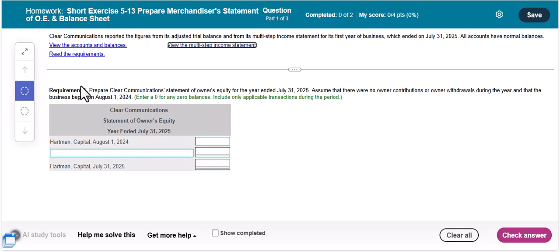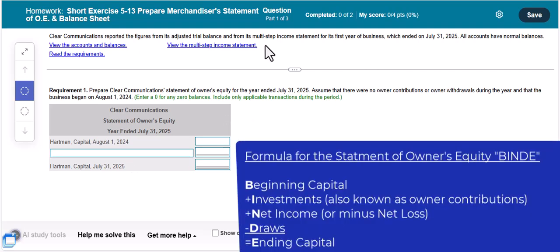So requirement 1, prepare Clear Communications statement of owner's equity for the year ended July 31st, 2025. Assume that there were no owner contributions or owner withdrawals during the year, and that the business began on August 1st, 2024. Enter a 0 for any zero balance. Include only applicable transactions during the period. So you'll notice that they left the owner contributions and owner withdrawals off of the statement of owner's equity because there were none. So remember the formula for the statement of owner's equity.